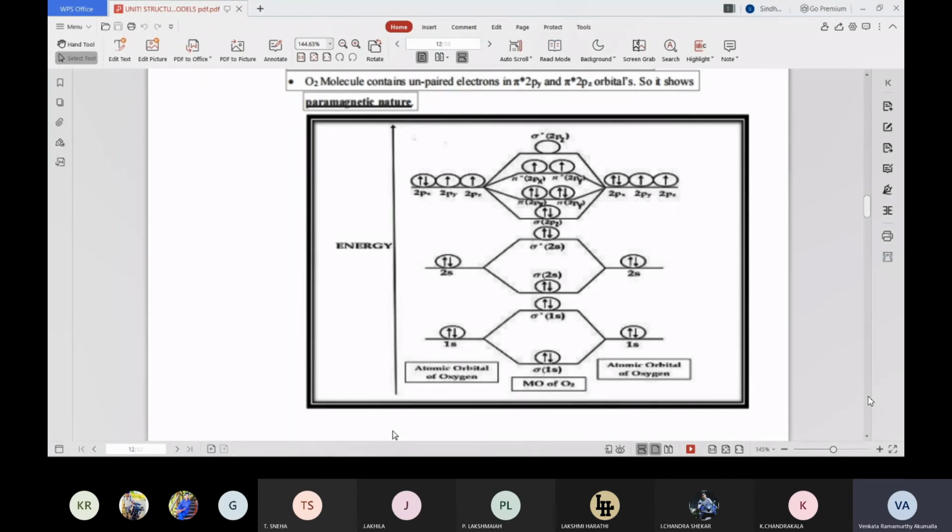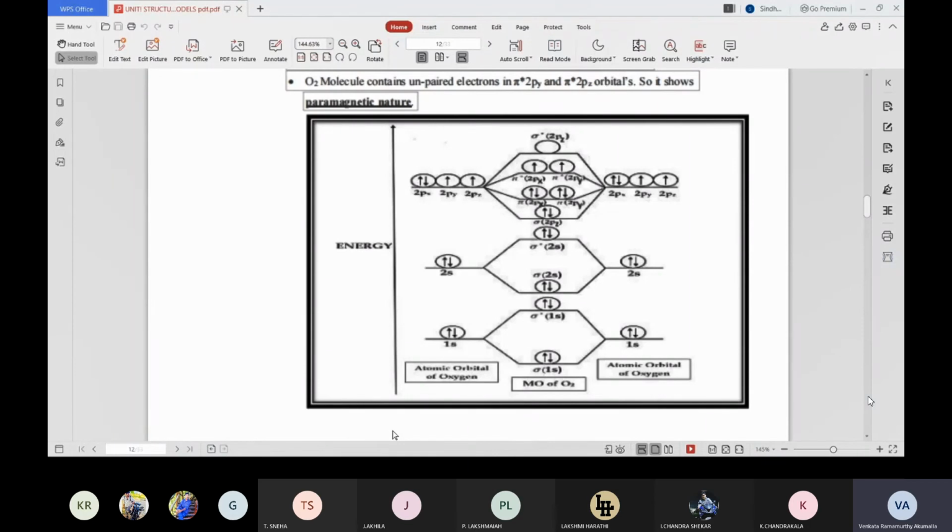So there are 10 bonding electrons and 6 antibonding electrons. The bond order is 2. So the oxygen molecule contains a double bond between the oxygen atoms. This is the energy level diagram of the oxygen molecule.